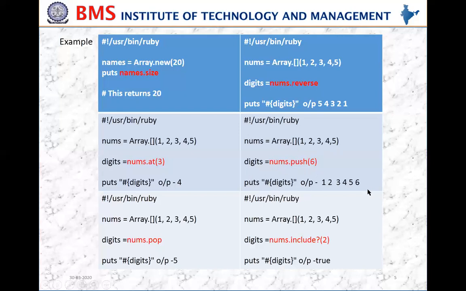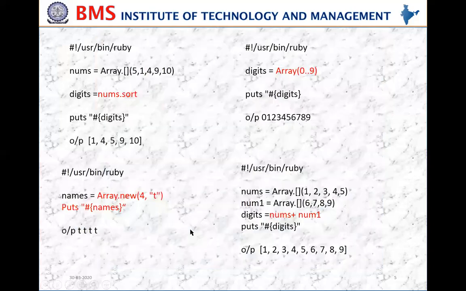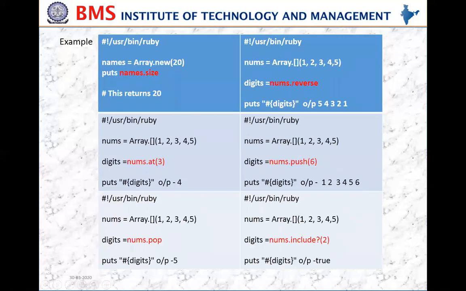So when you print these digits, the output will include 6. But if you try to print nums, it will show 1 to 5, not 1 to 6, unless you assign to a new variable after pushing the element, then you can see the reflection. In this case, the last element is 5. I use the pop method, which is used to remove the last element of the array. So that is the pop operation.